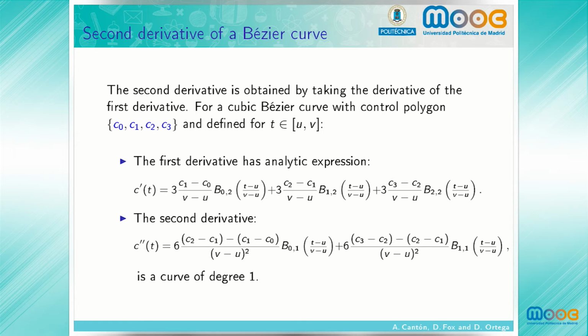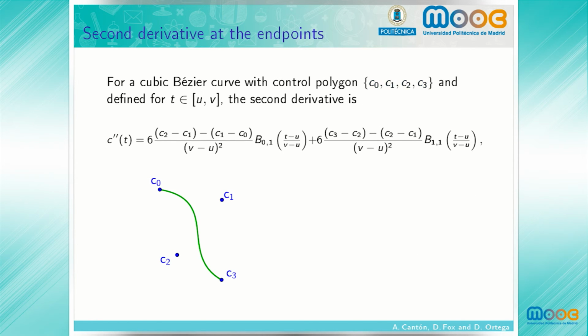A similar development is possible for the second derivative. Again, we take the derivative term by term, and we use the fact that the derivatives of the quadratic Bernstein polynomials are linear Bernstein polynomials to express the second derivative of the cubic Bezier curve as a Bezier curve of degree 1. The coefficients now are somewhat more complicated, but again we can give a sort of geometric interpretation to them.